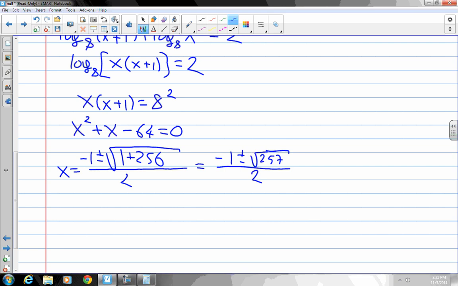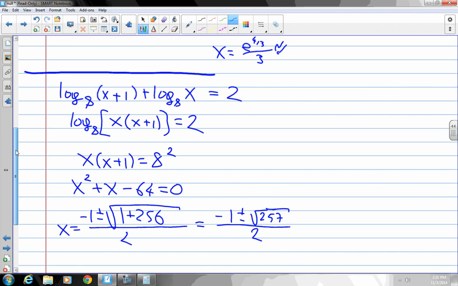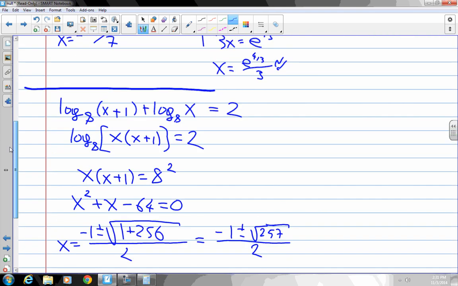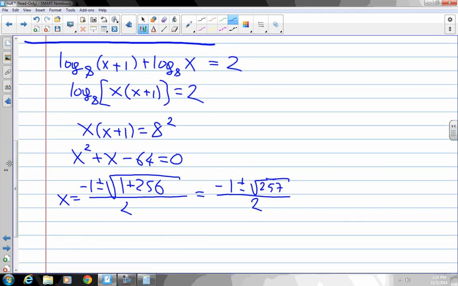Now, when I have -1 minus square root of 257, it's a pretty negative number, right? And by pretty, I mean nicely negative. 257 is around 15-ish, 16-ish. It's actually really close to 16. Regardless, if I go back to my original equation, it's a negative number, and I have log base 8 of x. Log base 8 of x will not take negative numbers. So the minus one is the extraneous solution.